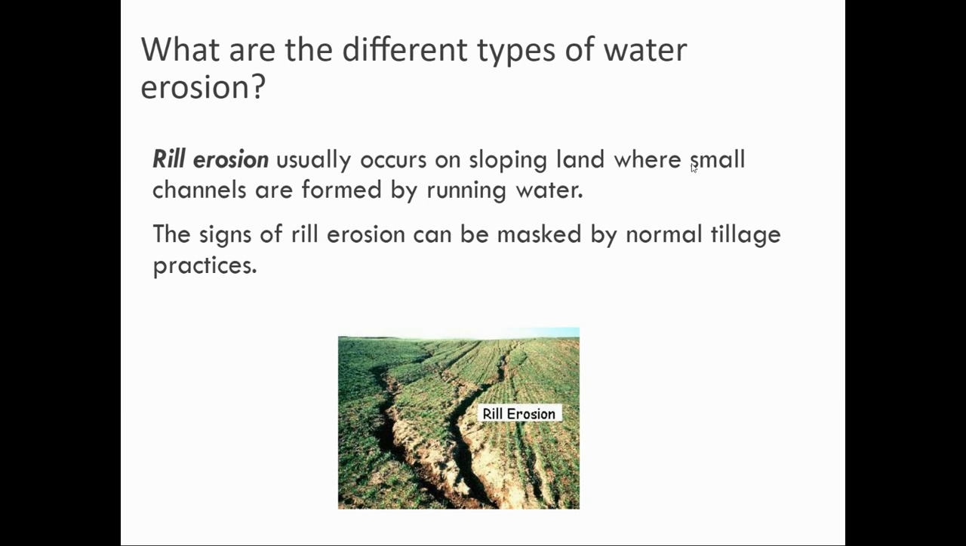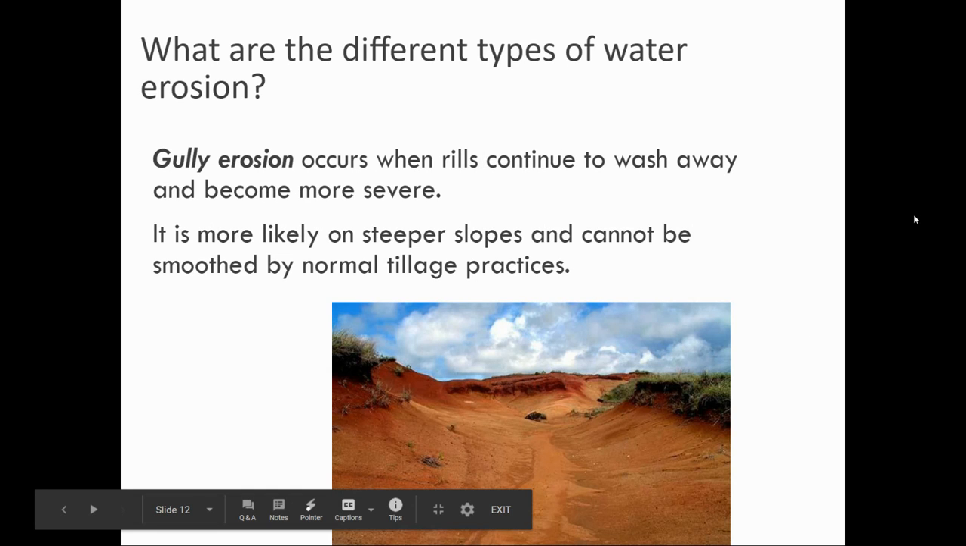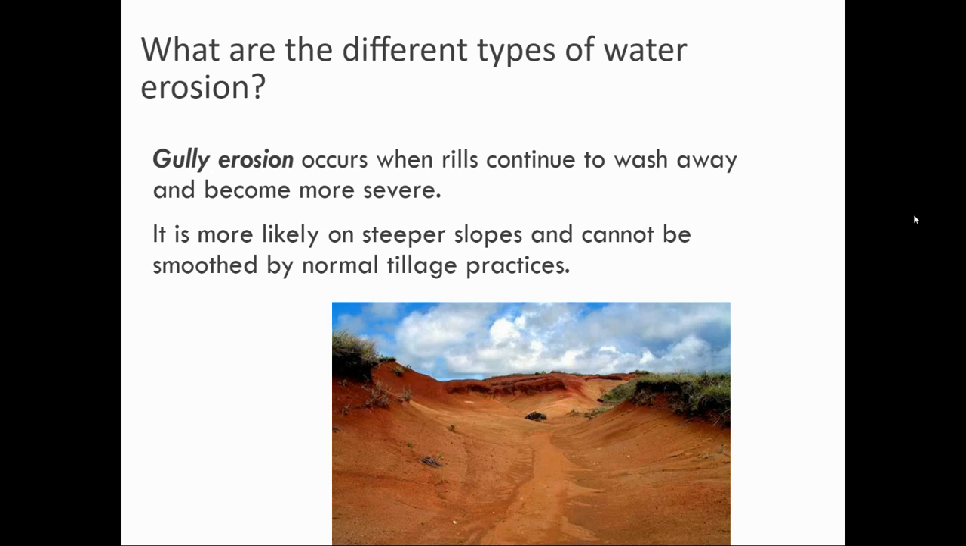Next type is rill erosion, and this usually occurs on sloping land where small channels are formed by running water. The signs of rill erosion can be masked by normal tillage practices. So these little, some people call them ditches, are an example of rill erosion. Gully erosion occurs when rills continue to wash away and become more severe. It is more likely on steeper slopes and cannot be smoothed by normal tillage practices.